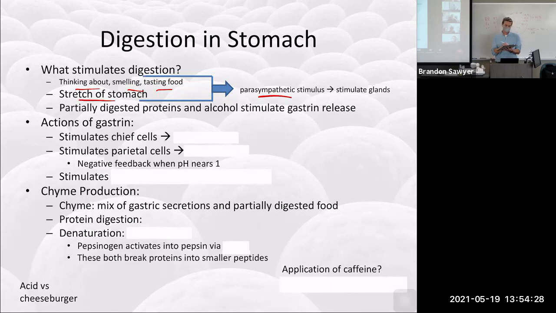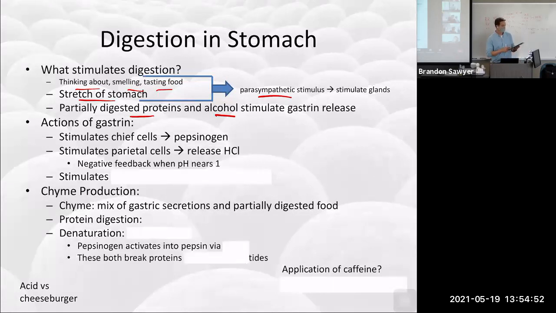Okay, the stretch of the stomach also stimulates this. Okay, as well as partially digested proteins that end up in the stomach. Also alcohol. All of those things are just stimulators of these processes. Right. Okay, and so then when gastrin is released, we get the stimulation of those different cells. So that stimulates the chief cells, that releases the pepsinogen, stimulates the parietal cells, that releases that hydrochloric acid.